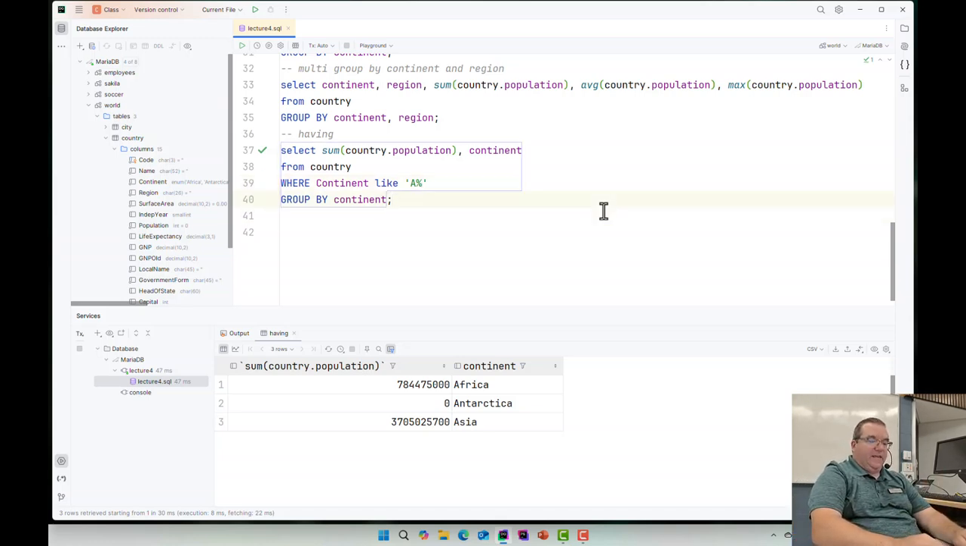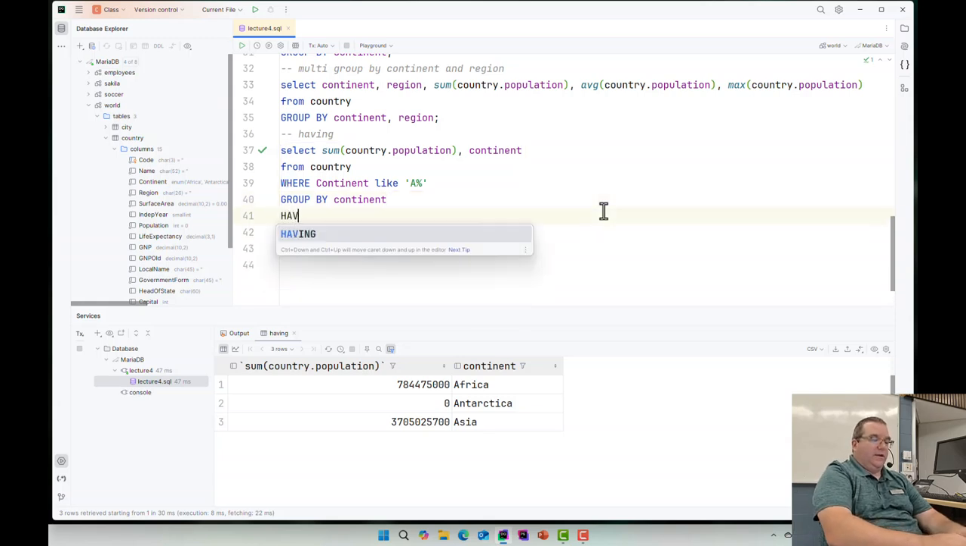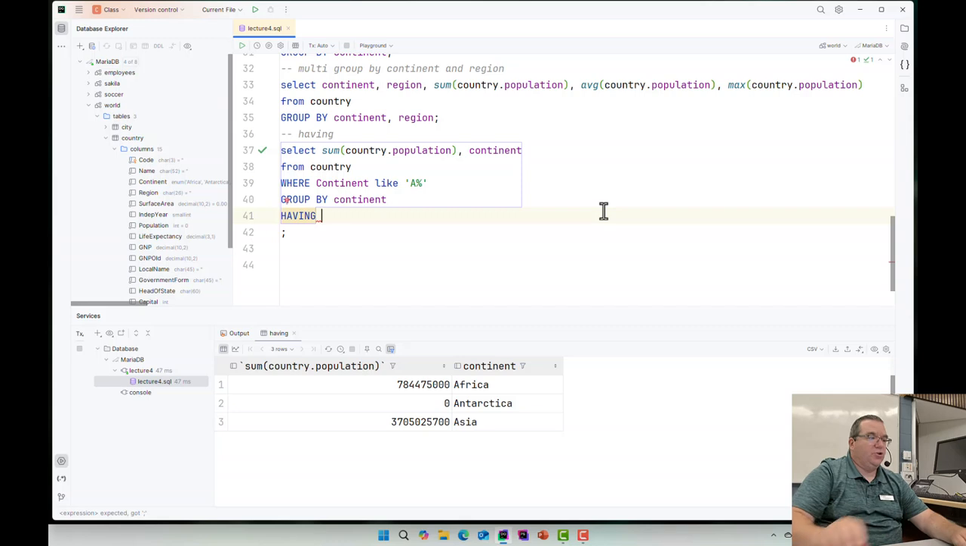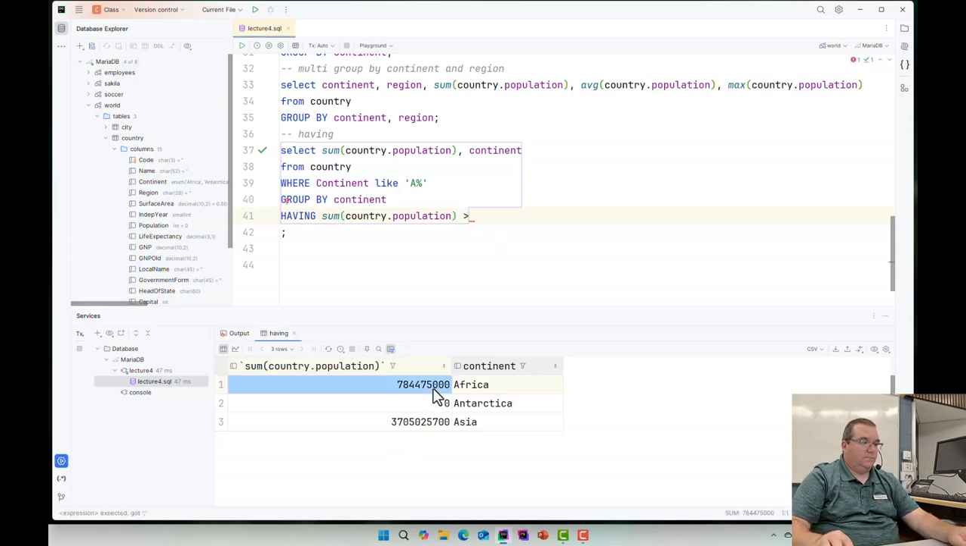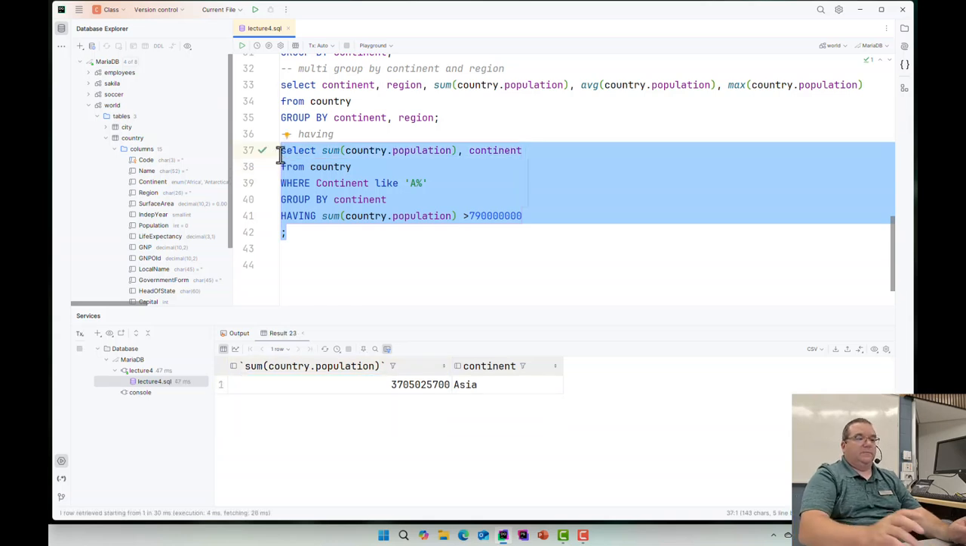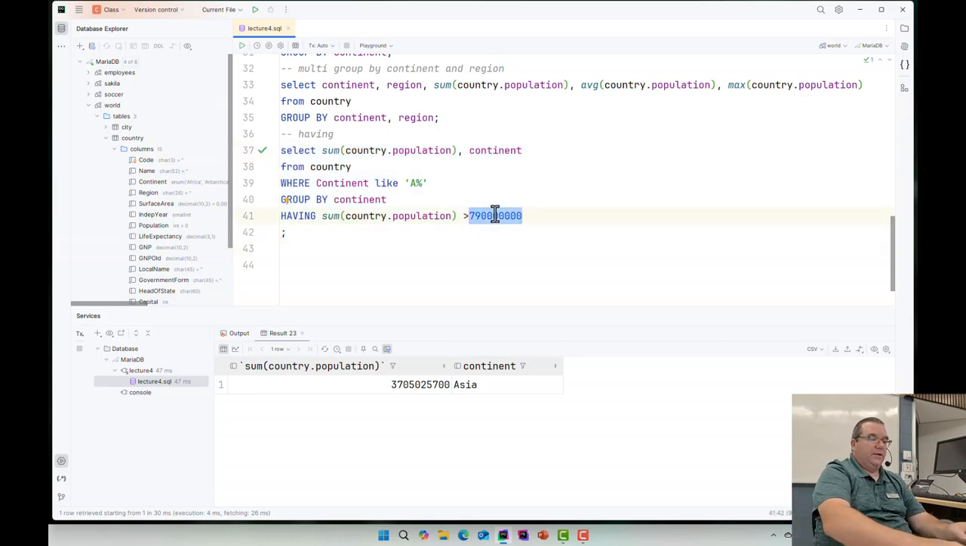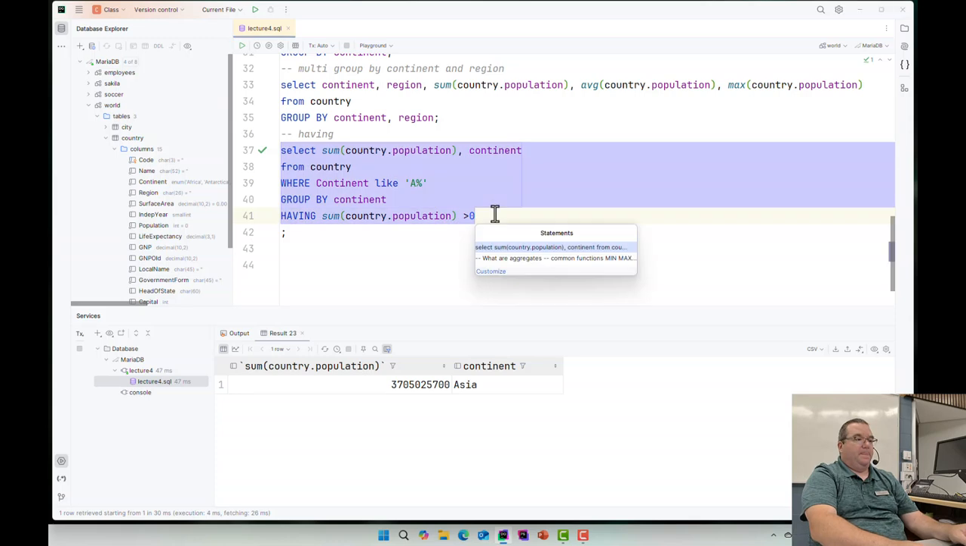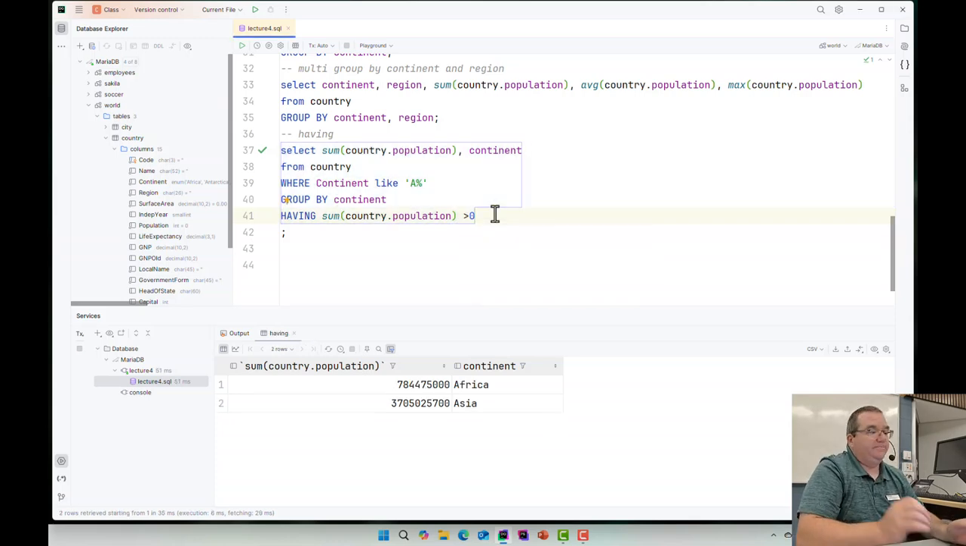What having is, having happens after. So here I go, having. And I run this. Now we just have Asia. Or maybe we wanted to exclude Antarctica. And now we got everything back minus Antarctica.